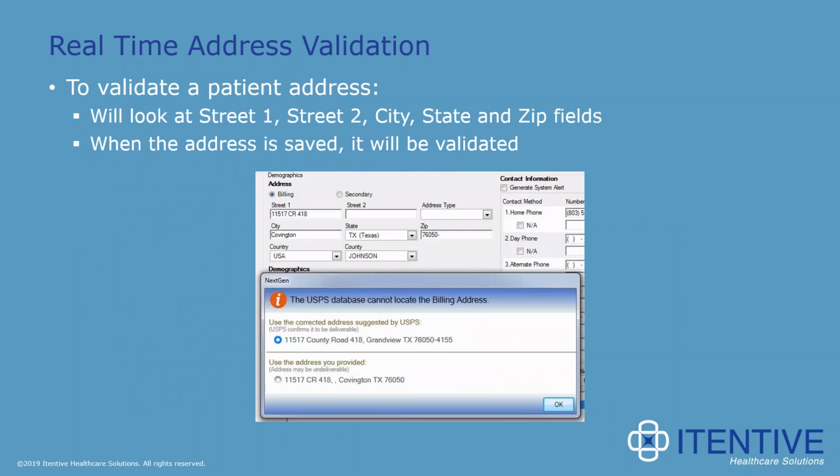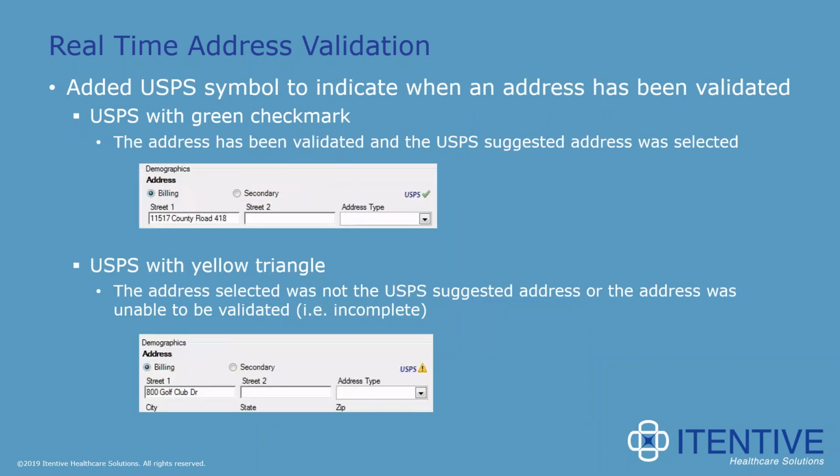If you do get through the setup to validate patient address, it will look at Street 1, Street 2, city, state, and zip fields. And when the address is saved, it will be validated. And once that's done, you'll see a link, whether you see USPS with a little green check mark, and then those with a yellow triangle with not, you use the address that was not suggested by the USPS, or it was unable to validate it, meaning that it's incomplete. So you've either got a green check mark or the little yellow exclamation point or caution sign.